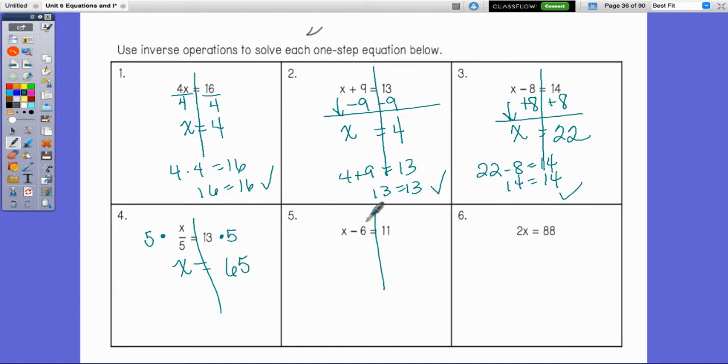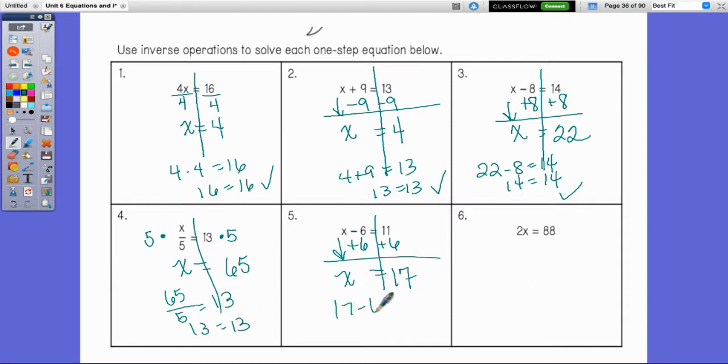Draw your line. Opposite of subtraction is addition. Plus 6 to both sides. Bring your x down. Does this zero out? Absolutely. 11 plus 6 is 17. X equals 17. And look at me, not doing this again. I'm so bad about these checks, guys. Sorry. Bad example.